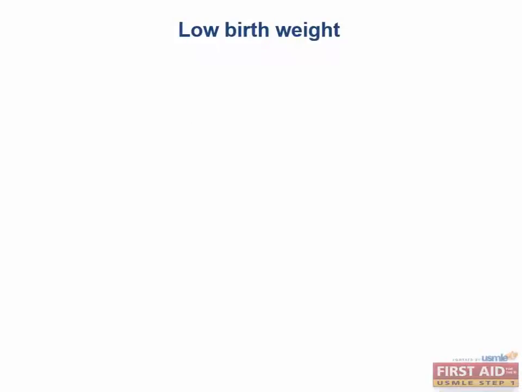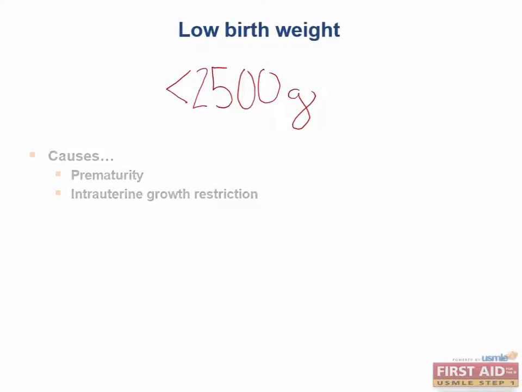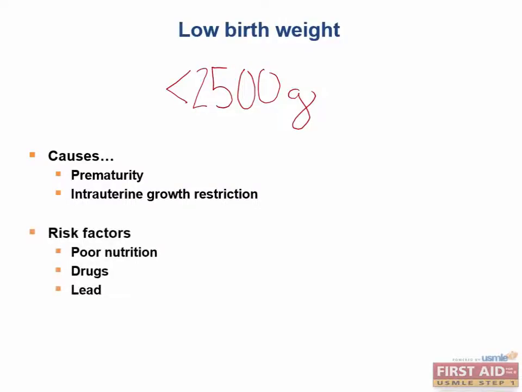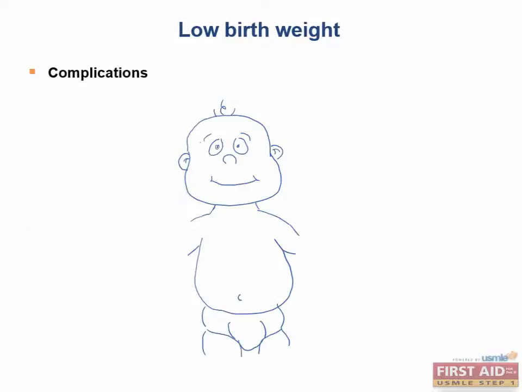Low birth weight for a newborn is defined as a weight less than 2,500 grams. Low birth weight is important because it's associated with higher incidences of physical and emotional problems later in life. It's most usually caused by prematurity and intrauterine growth restriction. And the risk factors that can lead to low birth weight include poor maternal nutrition, drugs, alcohol, tobacco smoke, and lead exposure. Let's talk a little bit about the complications of low birth weight. You can get infections, respiratory distress syndrome, necrotizing enterocolitis, intraventricular hemorrhage, and persistent fetal circulation, like a PDA.